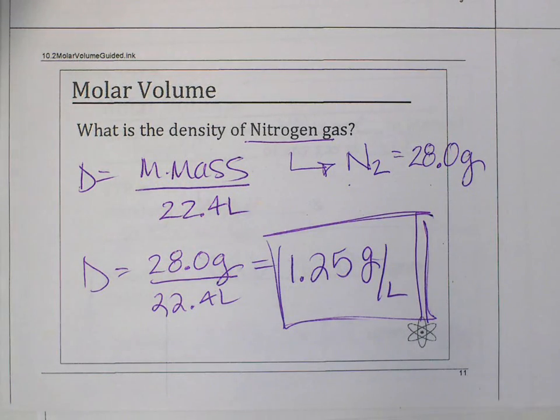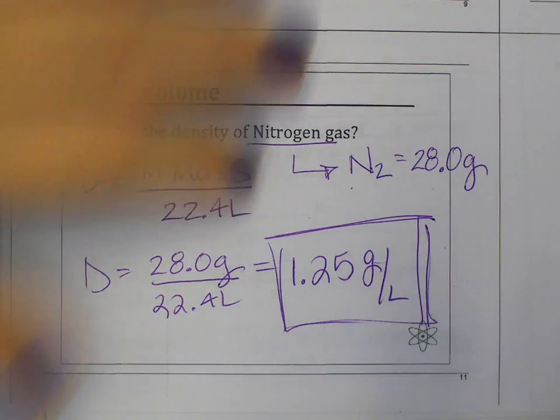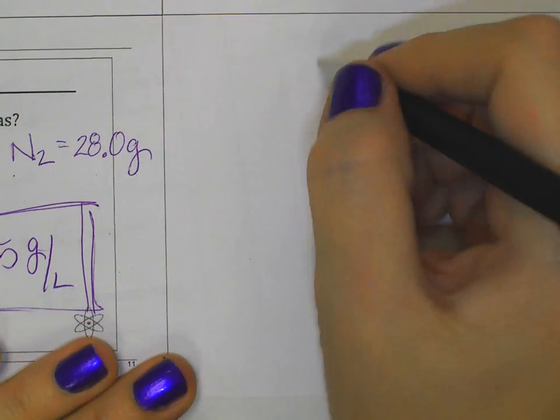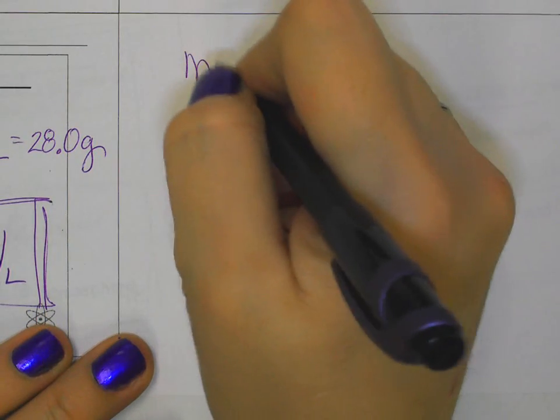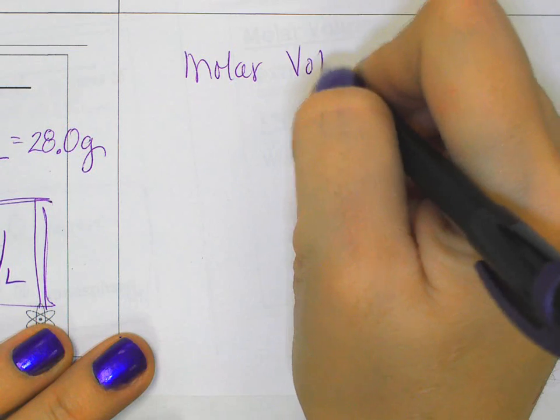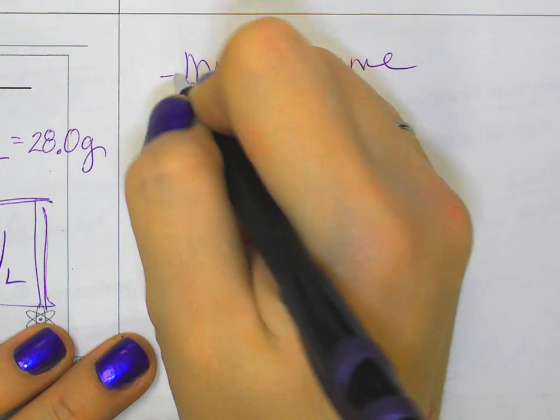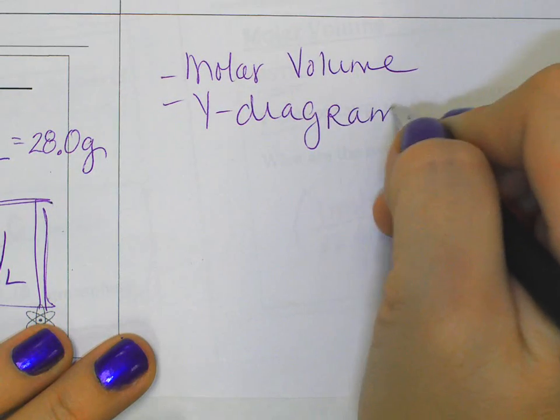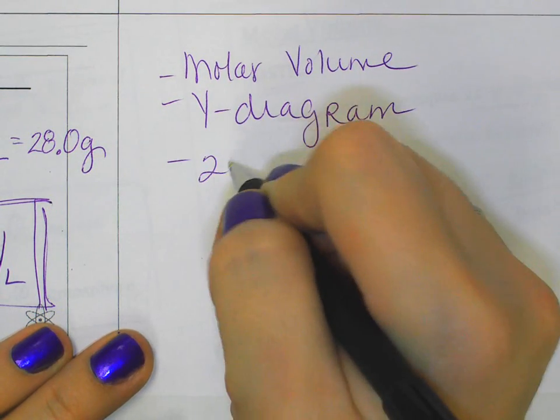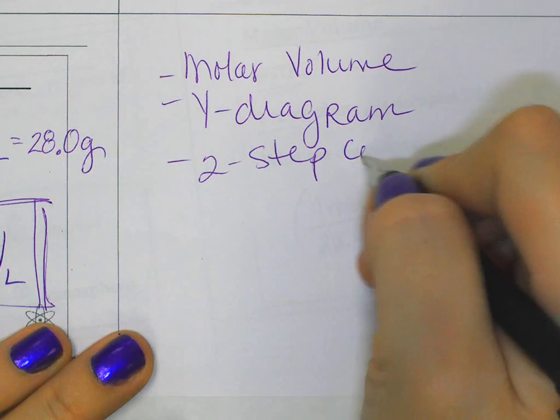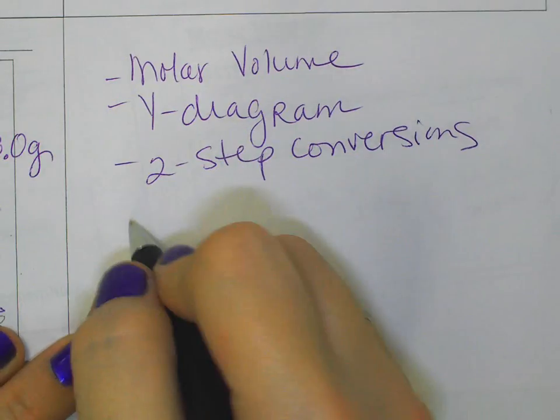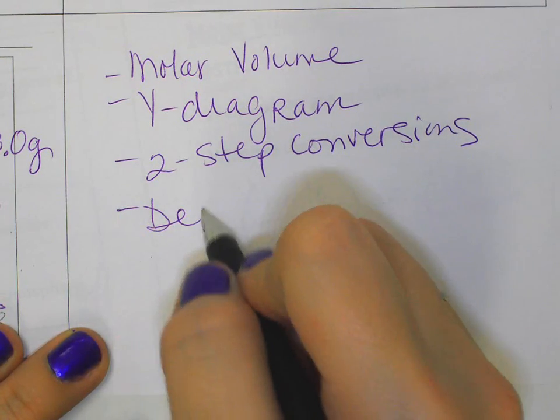All right, so hopefully that helps you with today's assignment. Today we took a look at what molar volume is. We looked at our Y diagram and how to calculate or complete some of those conversions. We took a look at some two-step conversions. And then you learned how to calculate the density of a gas.